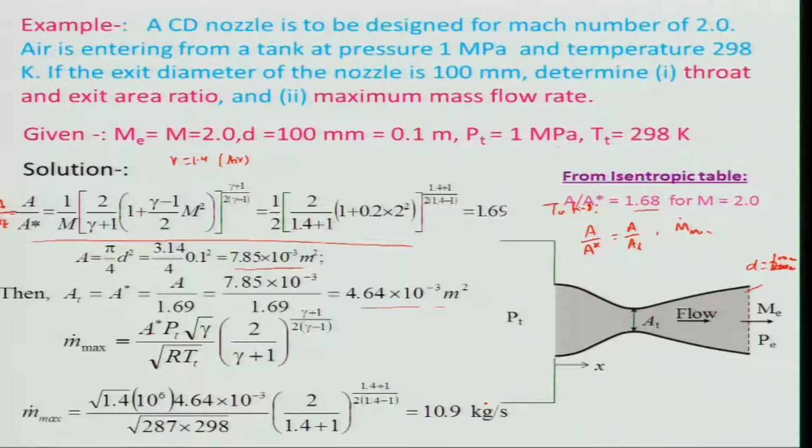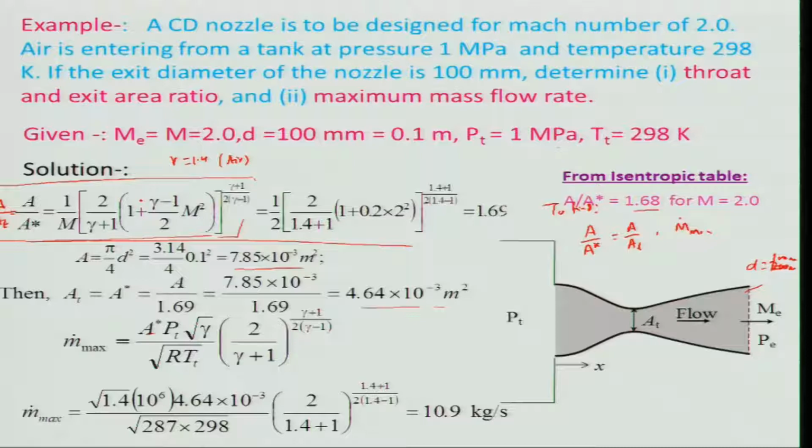Now, the question arises, why do we need to go for a table? If you look at this expression, suppose I do not know the Mach number, but I know the area ratio. How can I find the Mach number? Is it possible? For example, there is another problem where A by A t is given, but I need to find the Mach number. How will I get it? Yes, numerically you can get it, or there are approximate equations, an expression in which I can express the Mach number in terms of A by A t.